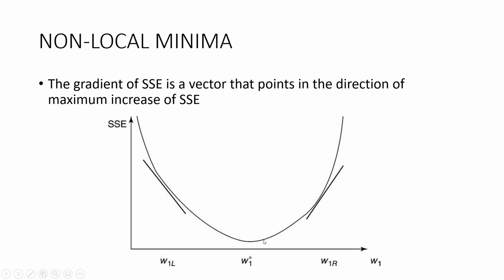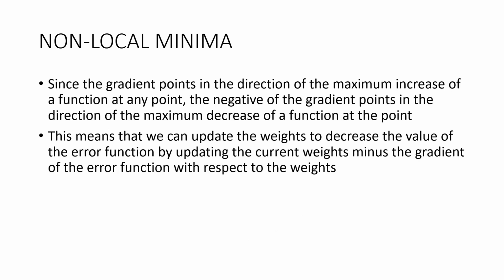And so what I want to do is, if I start out at W1R, change the weight so I get closer and closer to this minimum value. So I want to move to the left. Well, remember that this derivative is positive here. So if I take the current weight minus this derivative, it's going to get me closer to that point that I'm interested in. And the gradient, even in multidimensional, always points in the direction of the maximum increase of the function. And so the negative always goes to maximum decrease.